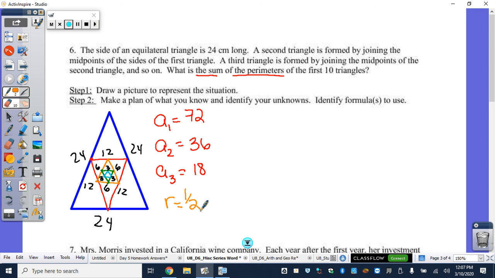So we're dealing with the sum. So that's going to be our geometric series formula. So a sub 1 times 1 minus r to the n, all over 1 minus r. So our n is going to be 10 because they're looking for the first 10 triangles. Our a sub 1 is 72.